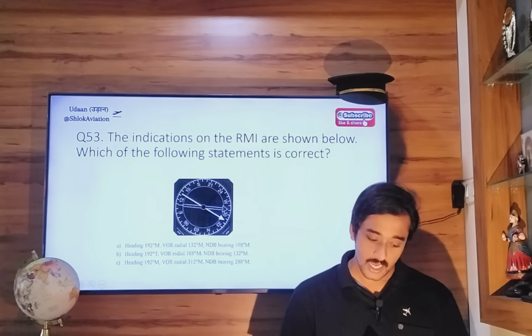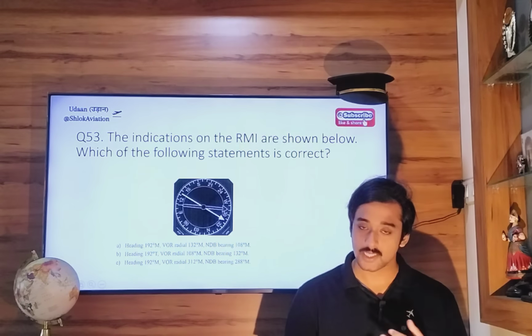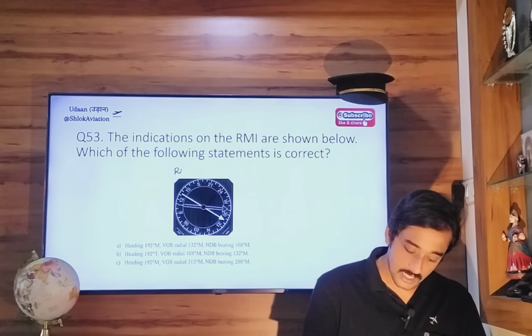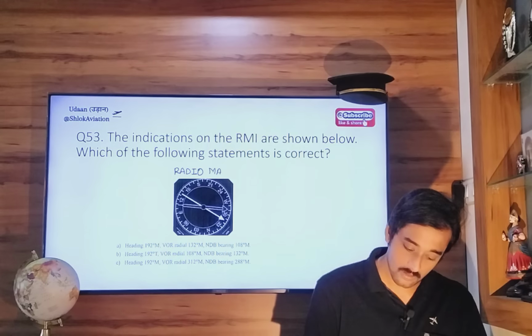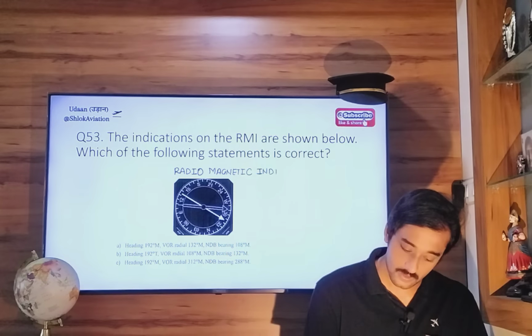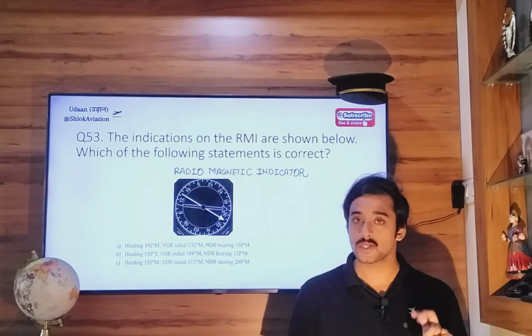53. The indications on the RMI are shown below. Which of the following statements is correct? Now this is an RMI indicator. RMI indicator is nothing but radio magnetic indicator. It gives you three pieces of information.